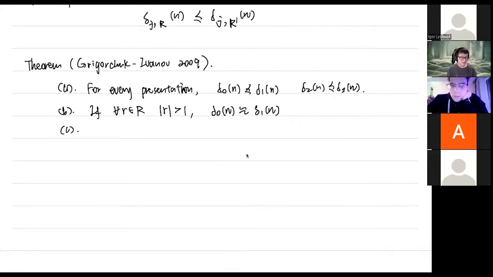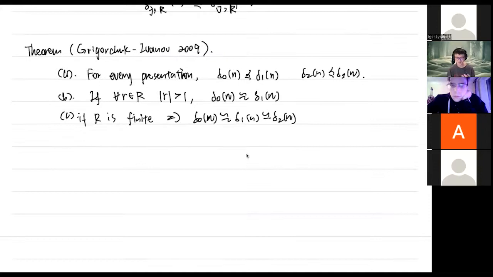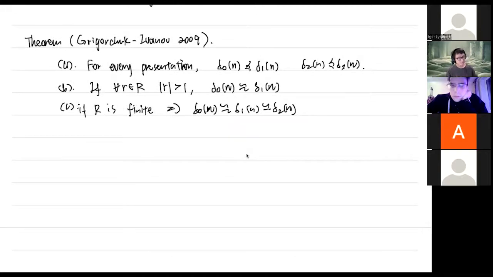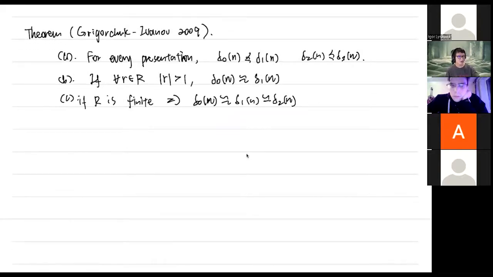The third observation is if R is finite, then the three of them are equivalent. So the Dehn zero function is equivalent to the Dehn one function, which is equivalent to the Dehn two function. That's why when the group is finitely presented, we just talk about the ordinary Dehn function. We don't need to care about the Dehn one function or Dehn zero function, since they are all equivalent. So that's pretty nice.